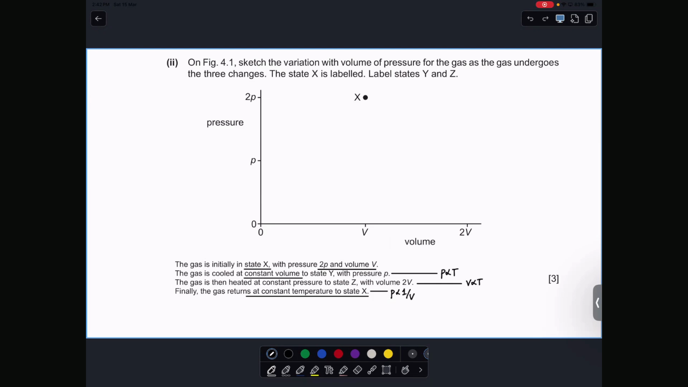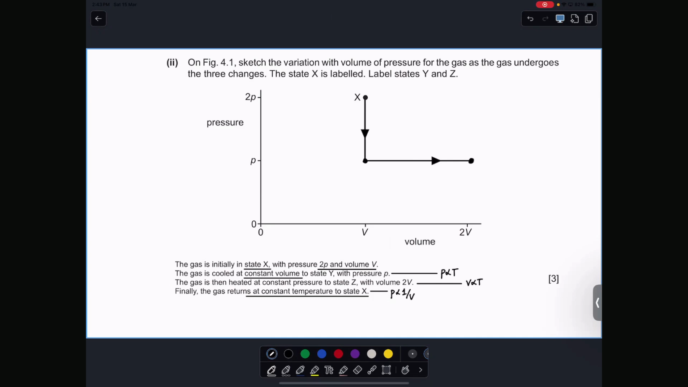The gas is cooled at a constant volume, which means we cannot change the volume. So for the first instance, we have to do the math keeping the volume the same. The pressure becomes p, so cooled to pressure p. So from here, where will it go? It will reach this point. Do you agree? Because it is cooled down at constant volume. Then it says the gas is then heated at constant pressure to a volume of 2V. Which direction will it go? To the right side, and it will reach this point. That's the new position there.